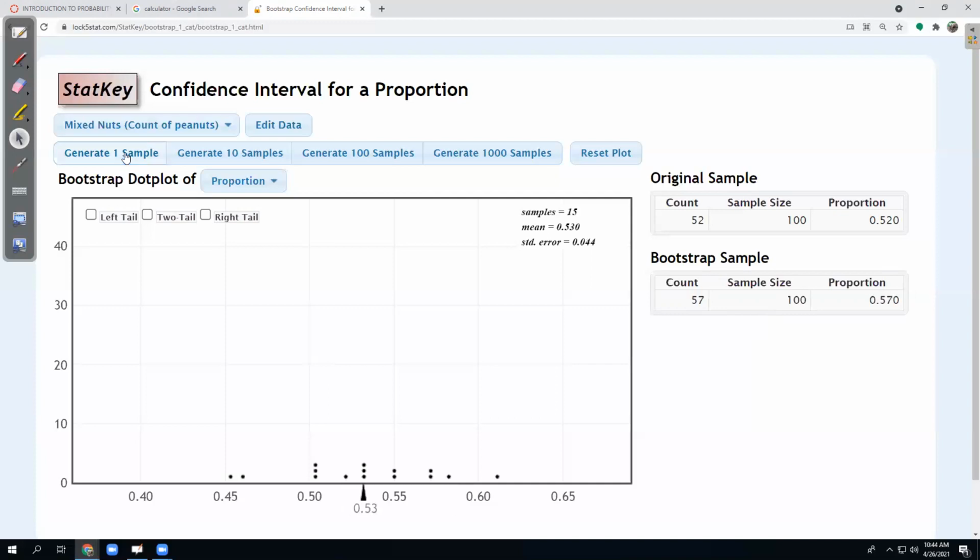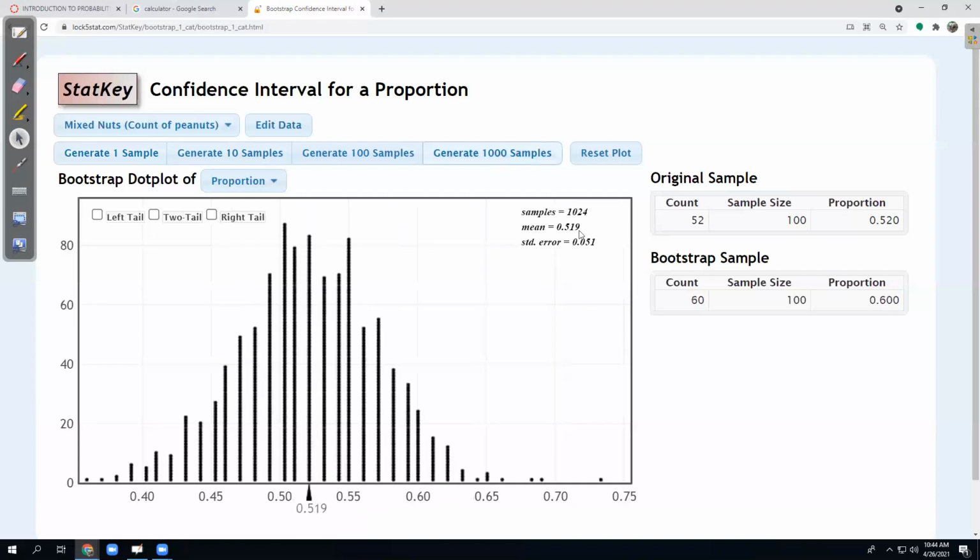And as I keep generating more samples, I'm going to see those points jump around on either side of 52. Some of them might even come out to 52. I didn't get one yet. 51, 53, 51, 49. So they're all different.